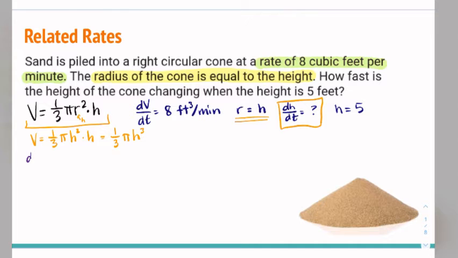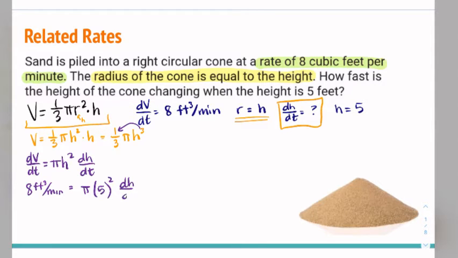So dV/dt is going to be equal to, let's see, 1/3 times 3 is just going to be 1, pi H squared dH/dt. Okay. And now I can plug in everything that I know. So I know that the sand is being piled into the right circular cone at a rate of 8 cubic feet per minute. So I know that's going to be positive 8 feet cubed per minute equals pi. I know that my height is 5. And I know that I'm looking for dH/dt. And that's going to be 5 feet.